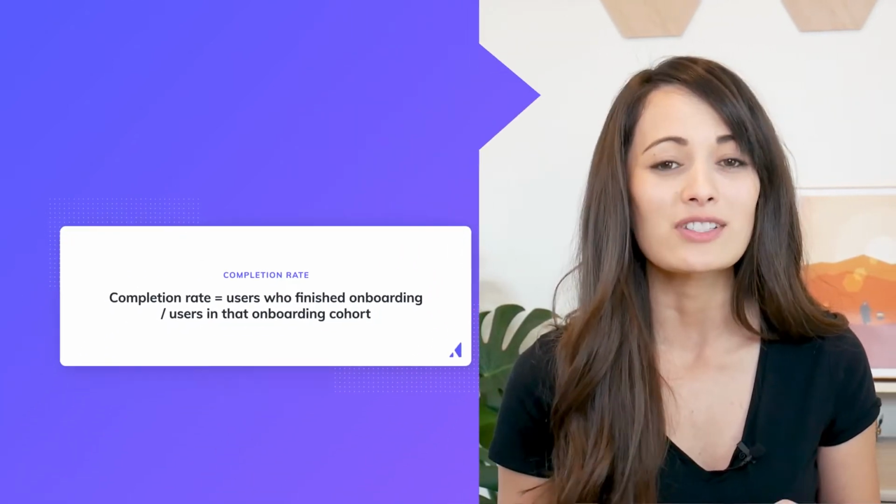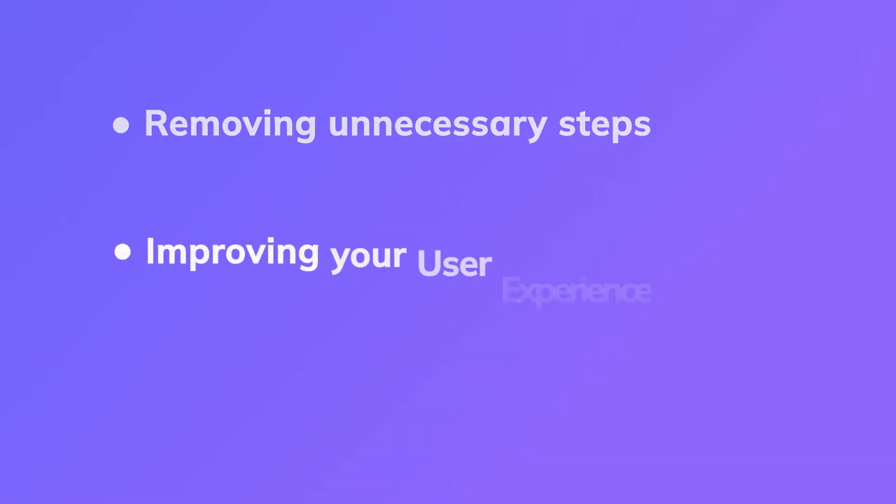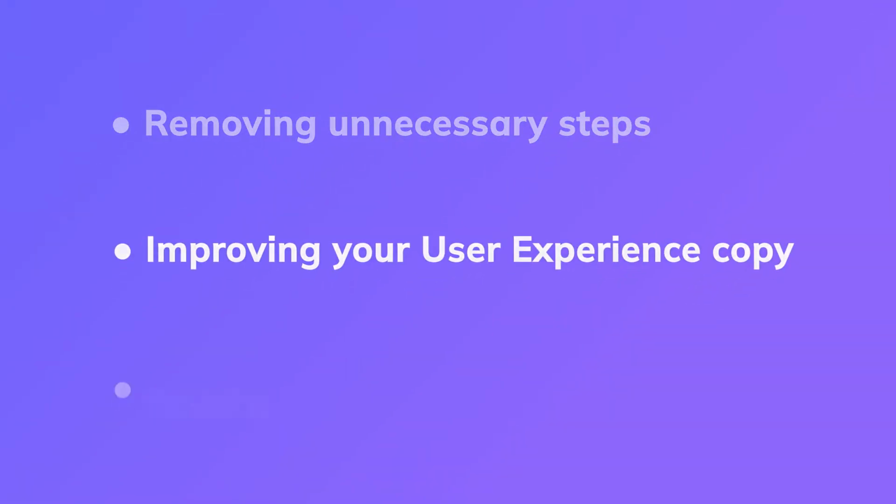Fourth in our list is completion rate. The completion rate is the percentage of users who actually finish your onboarding. So if people aren't finishing your onboarding flow, they're probably not going to convert. But you can start to fix this problem by spotting where they're most likely to exit. Try smoothing out these friction points by removing unnecessary steps, improving your user experience copy, or providing more guidance to your users.